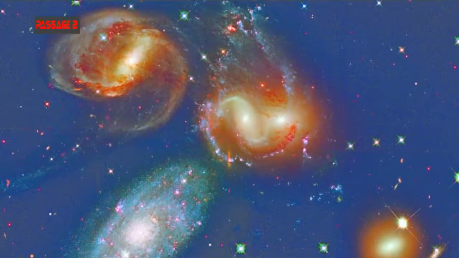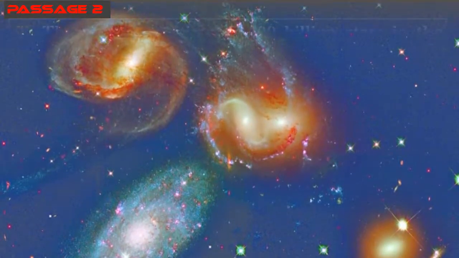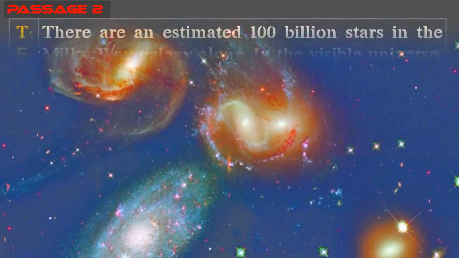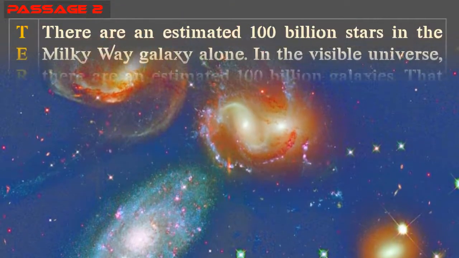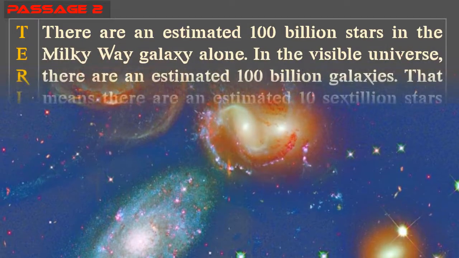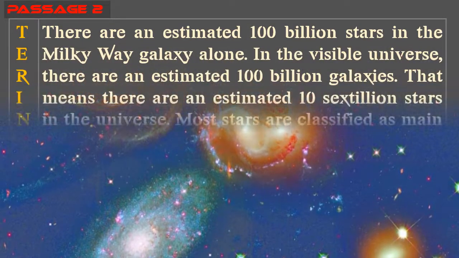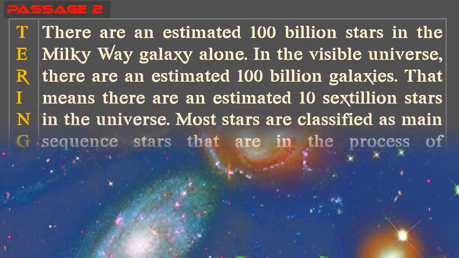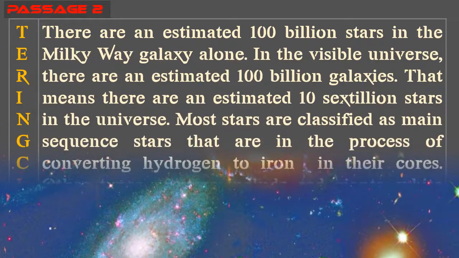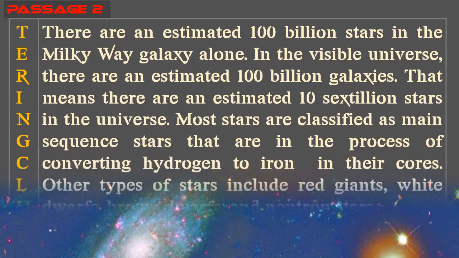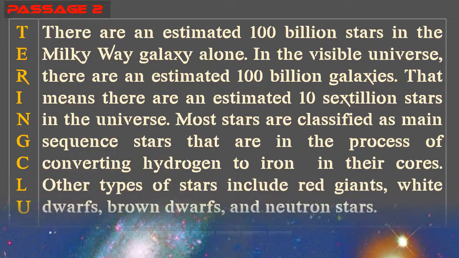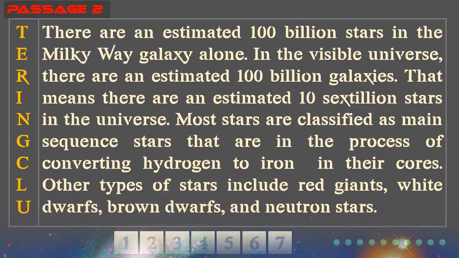Passage 2. There are an estimated 100 billion stars in the Milky Way galaxy alone. In the visible universe, there are an estimated 100 billion galaxies. That means there are an estimated 10 sextillion stars in the universe. Most stars are classified as main sequence stars that are in the process of converting hydrogen to iron in their cores. Other types of stars include red giants, white dwarfs, brown dwarfs, and neutron stars.